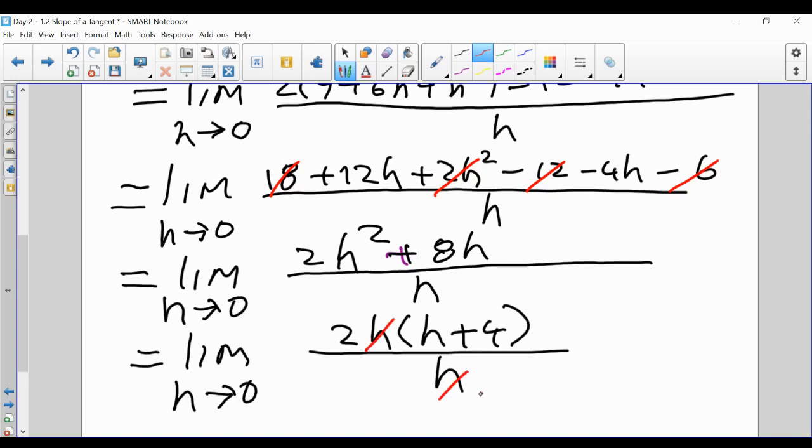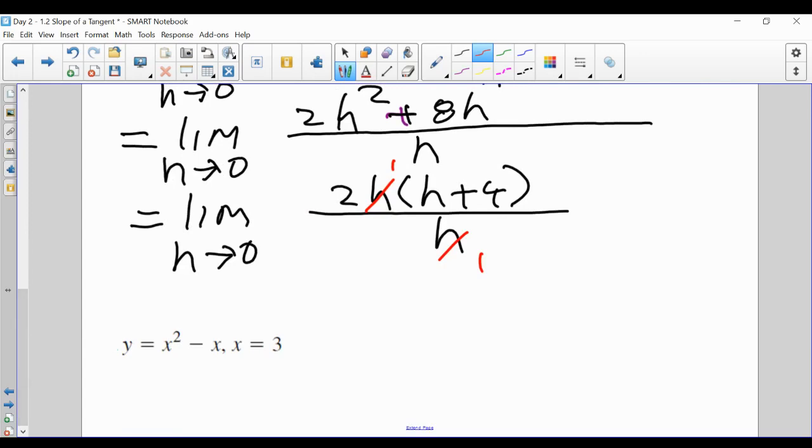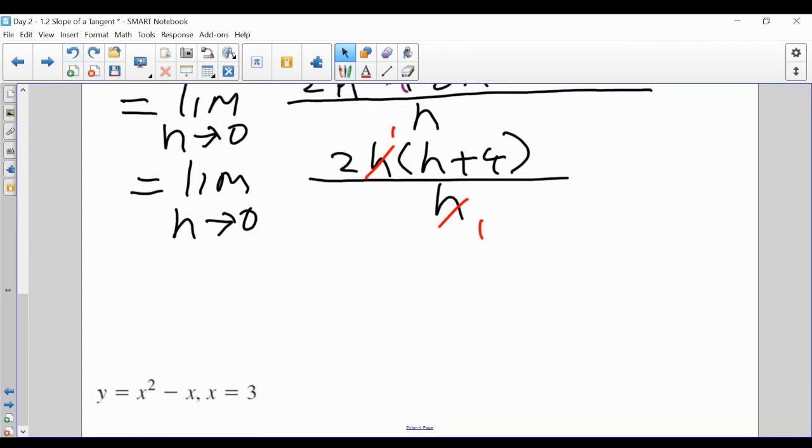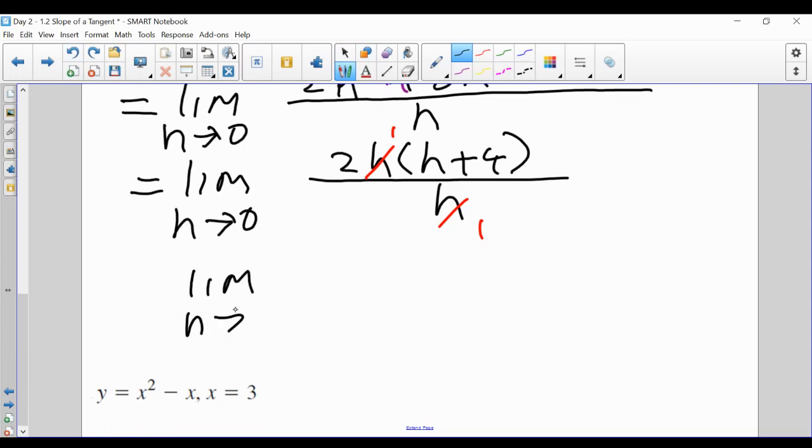All right. So we know that we can cancel stuff out. This and this. So that's a 1 and a 1 here. So here's what we're left with. Oh, sorry, hold on. Get that out of the way. Here's what we're left with. We're left with the limit as h approaches 0 of 2 into h plus 4, and that's all that's left.